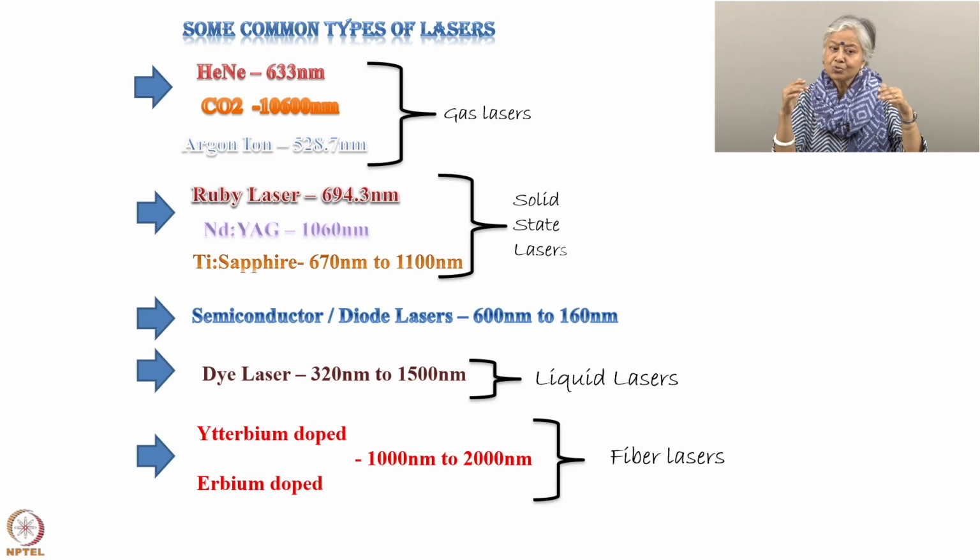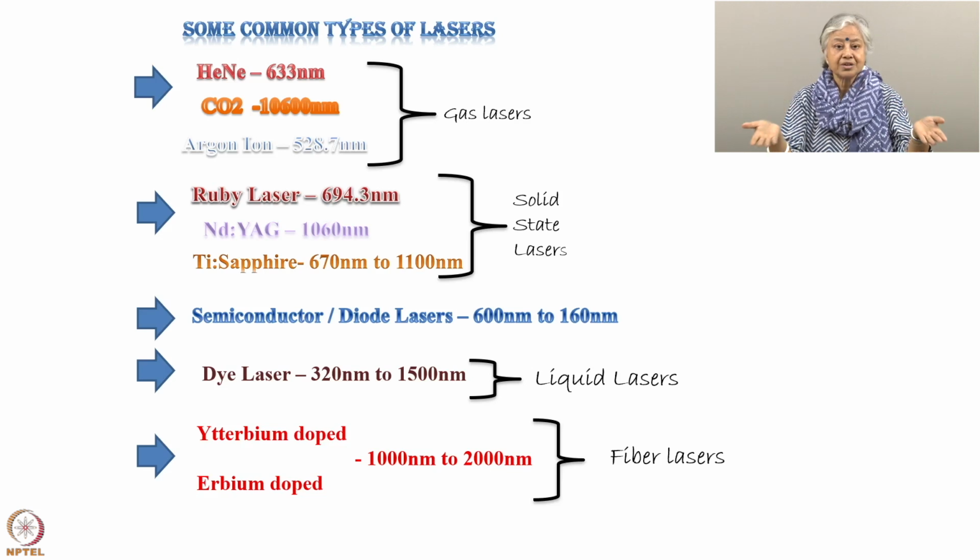And almost immediately after the ruby laser was invented came the helium neon laser, which is again laser light in the reddish region, 633 nanometer. And soon after came the carbon dioxide laser, which is in the infrared region. The carbon dioxide laser was invented by C.K.N. Patel, and it is at 10.6 micrometer or 10,600 nanometer. Soon after came the argon ion laser, which is 528.7 nanometer wavelength.